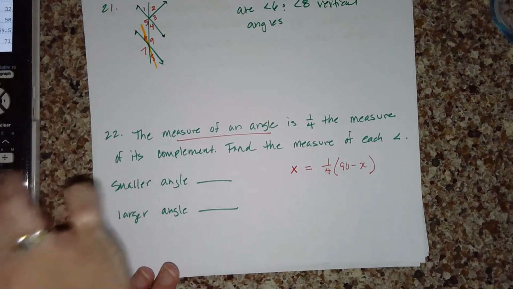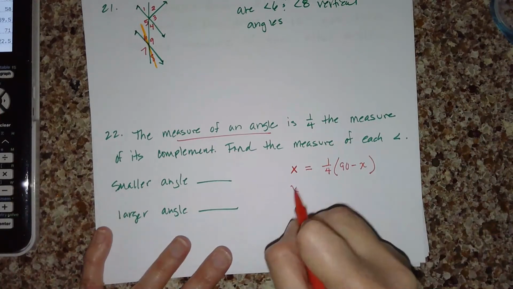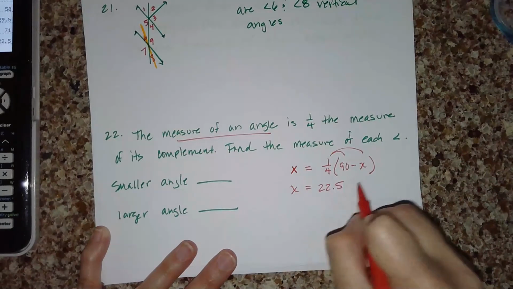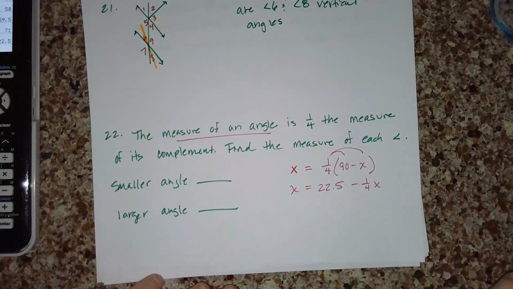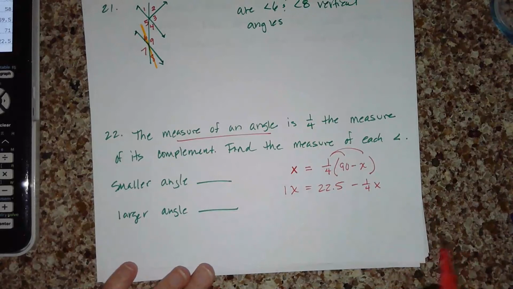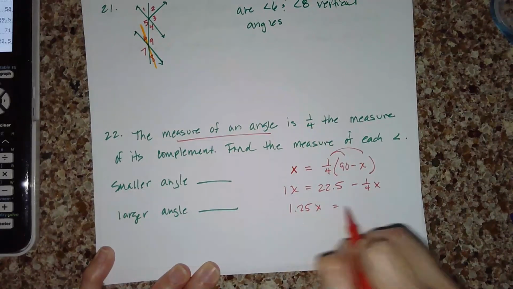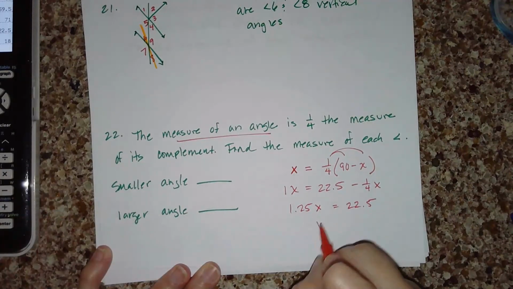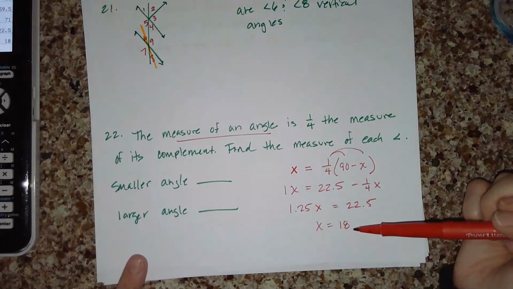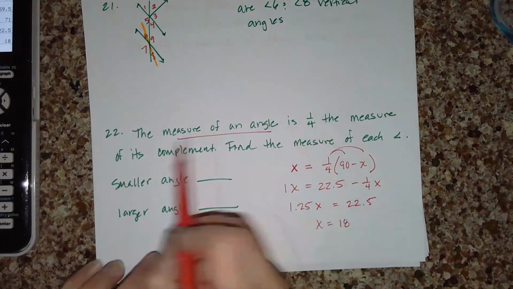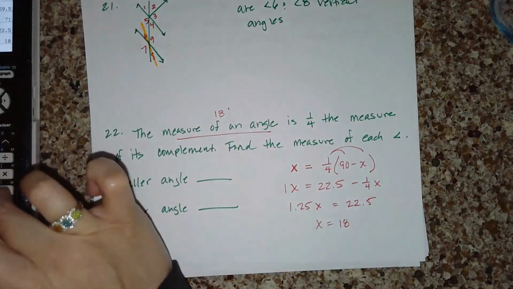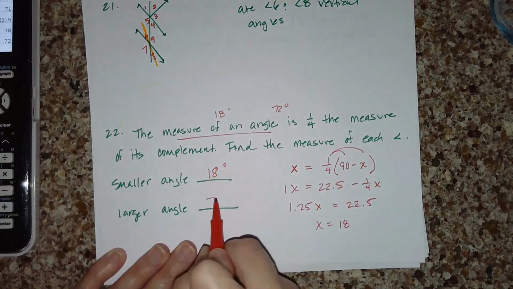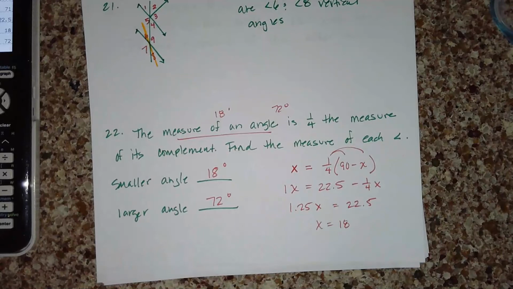All right. I have x equals, and I'm going to distribute. So I get 22.5 minus 1/4 x. This is 1x, and I'm going to add, so I get 1.25x equals 22.5. And then I get 18. I figured out that x is 18, which means, since that's the measure of one angle, the other angle is 90 minus 18, which is 72. So the smaller angle has to be 18 degrees, and the larger angle has to be 72 degrees.